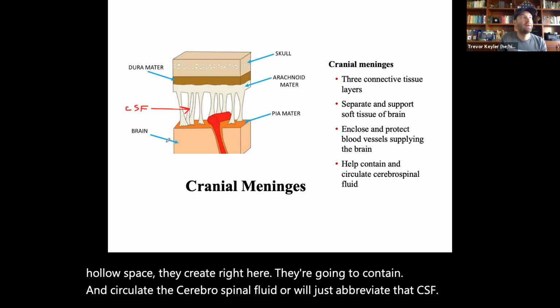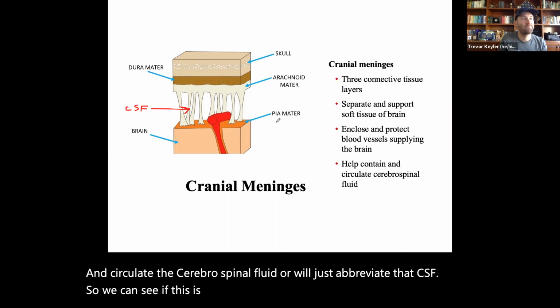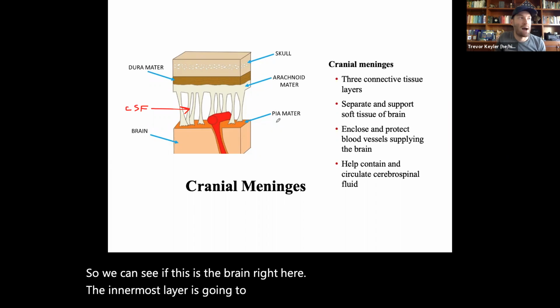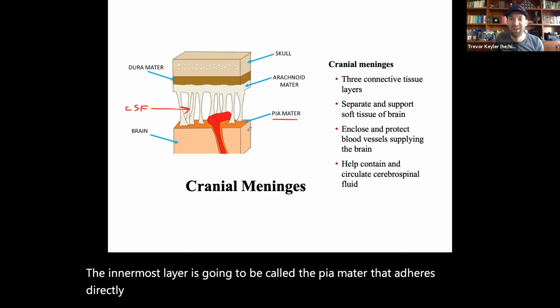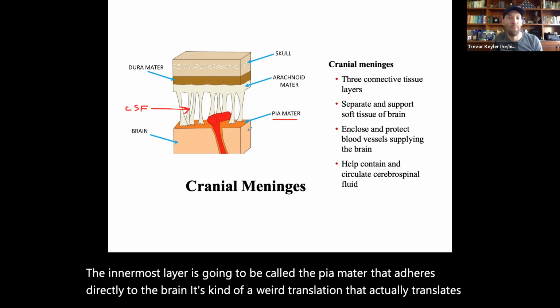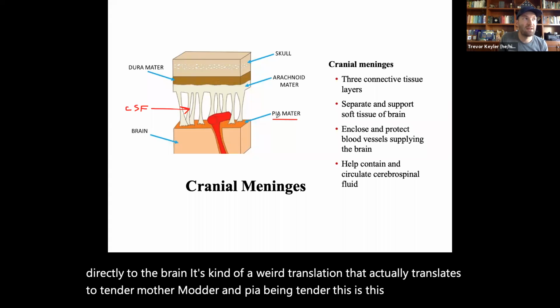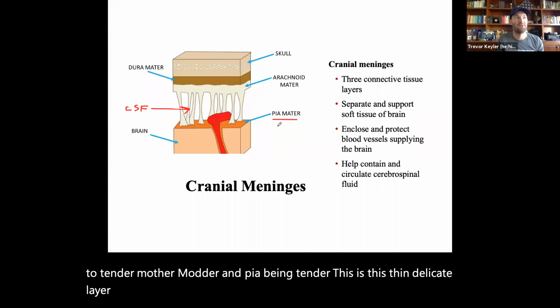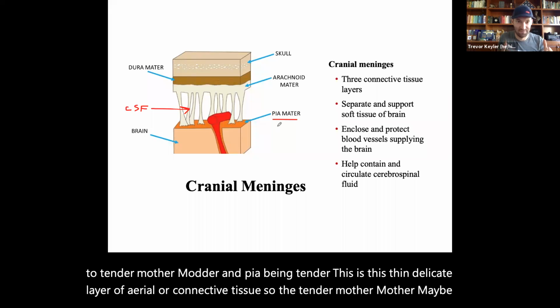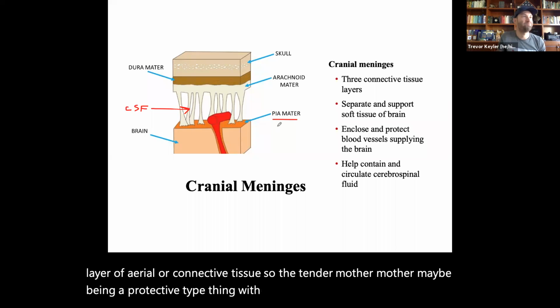So we can see, if this is the brain right here, the innermost layer is going to be called the pia mater, okay? And that adheres directly to the brain. It's kind of a weird translation. That actually translates to tender mother, okay? Mater and pia being tender. And this is this thin, delicate layer of areolar connective tissue, so the tender mother. Mother maybe being a protective type thing with these protective layers, right?